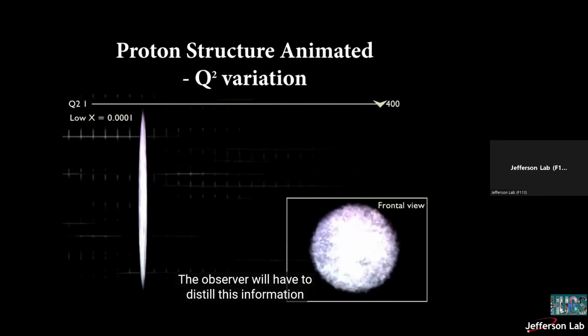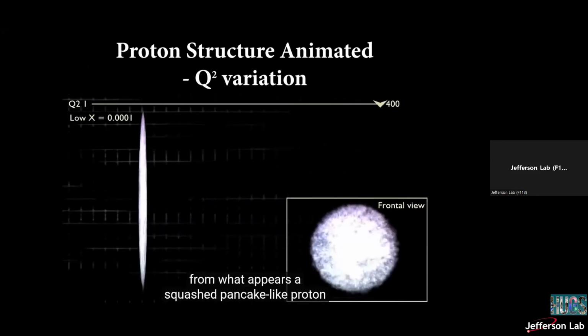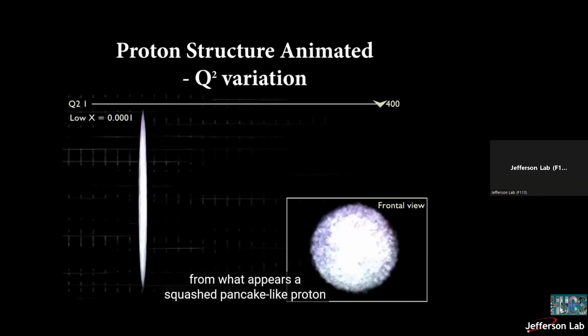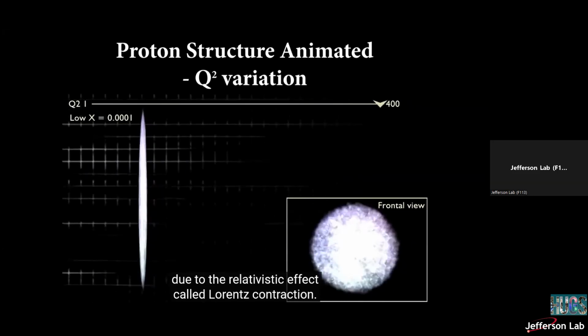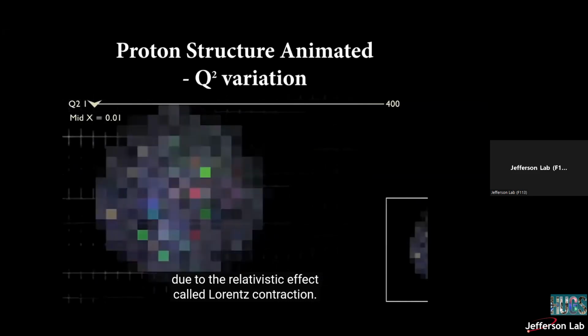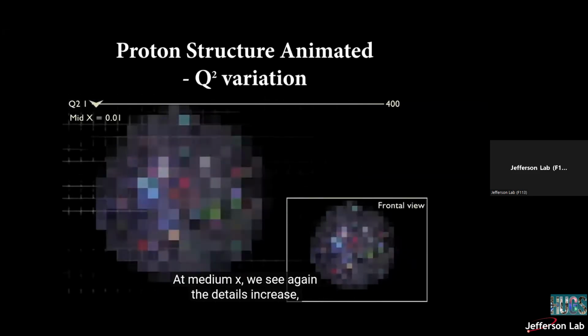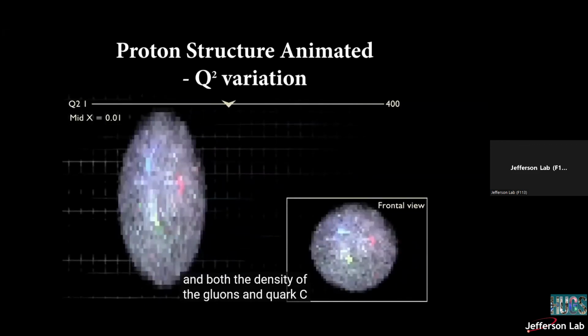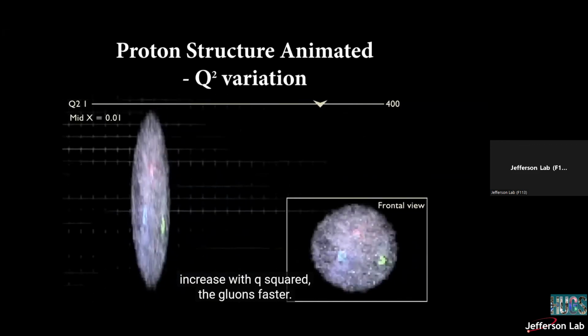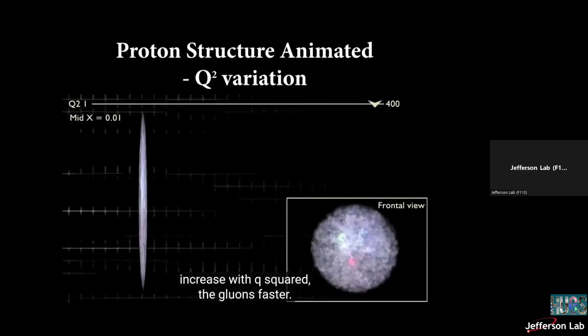The observer will have to distill this information from what appears a squashed, pancake-like proton due to the relativistic effect called Lorentz contraction. At medium x, we see again the details increase, and both the density of the gluons and quarks increase with Q², the gluons faster.